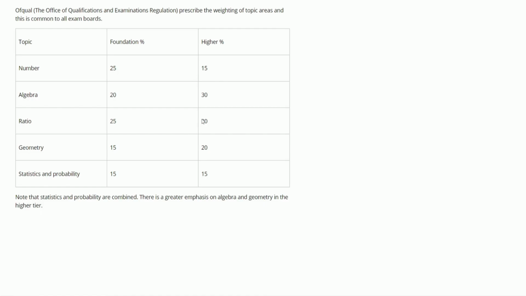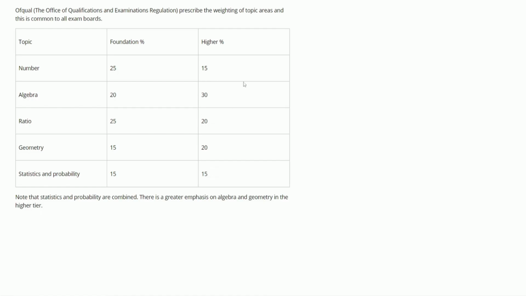These percentages, just so you guys are aware, are the percentage of marks, right? So 15% of your marks across all 3 papers. It doesn't mean 15% of paper 1 is going to be statistics, 15% of paper 2 and 15% of paper 3. It's just overall, across all 3 papers, these are the percentage breakdowns. For example, with the higher tier, if you did no statistics and probability, you would only lose 15% of the total marks, okay?